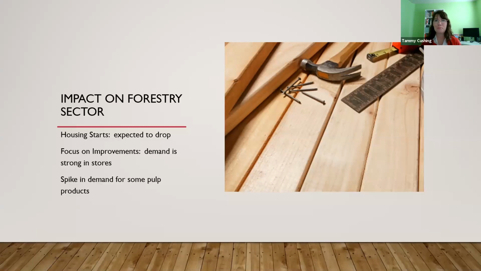We obviously have seen a spike in demand for some pulp products. We all know about the toilet paper shortage. That is a shortage in some ways, but really it's a shortage about where the material is and the format that it's been made into. And so we're going to see a spike in demand for some of that, but that's really not going to impact so much our markets out here. If you'll go ahead, Mike.